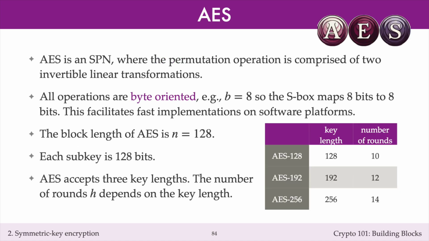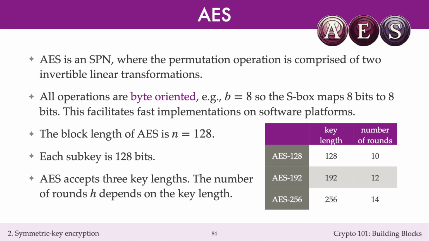AES is a substitution-permutation network where the permutation operation is replaced by 2 invertible linear transformations. All operations in AES are byte-oriented, so they work on individual bytes. For example, B equals 8, so the S-box maps 8 bits to 8 bits. This allows AES to be efficiently implemented on software platforms. The block length of AES is N equals 128. Each subkey is 128 bits. AES accepts 3 different key lengths, namely 128 bits, 192 bits, and 256 bits.